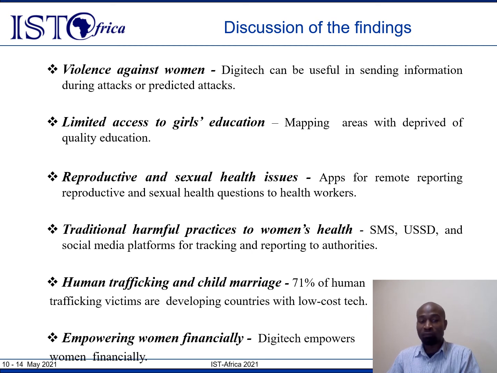71% of human trafficking victims are from developing countries, and the majority of them happen to be women who also use low-cost technologies. The use of USSD and SMS can come in handy in a citizen science research project. Finally, empowering women financially through the use of digital technology platforms can be very helpful through disbursing of funds or building their capacity to earn some income.